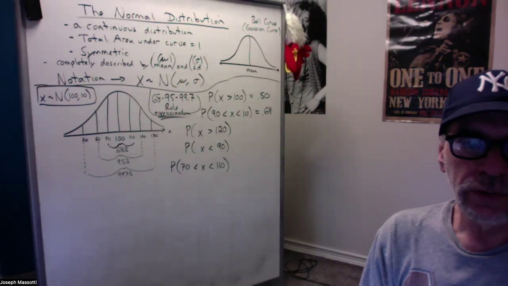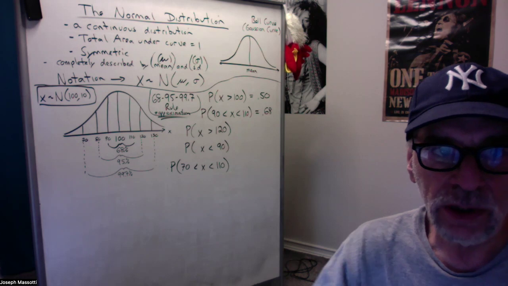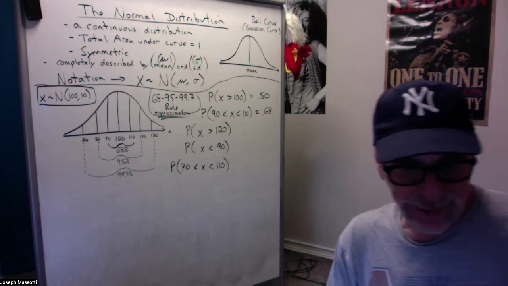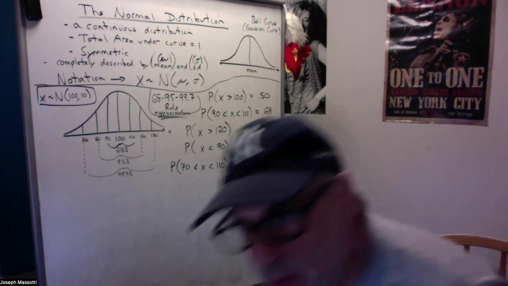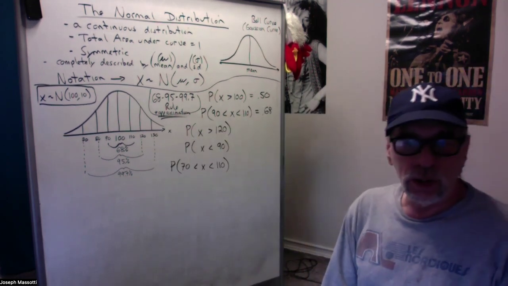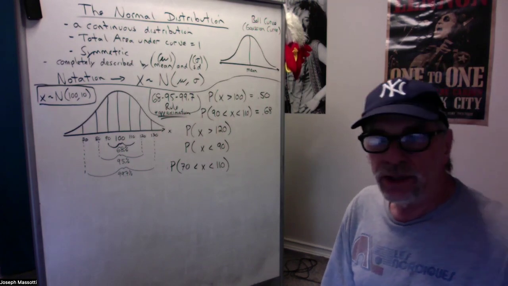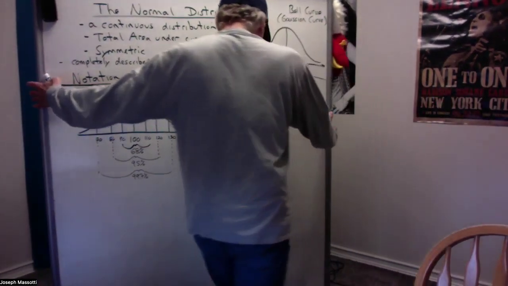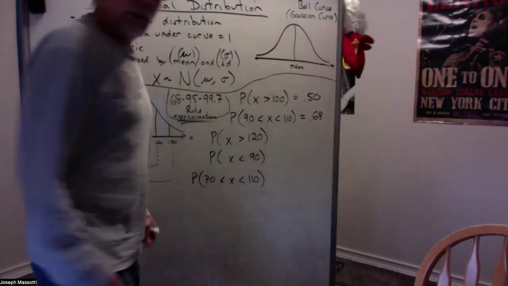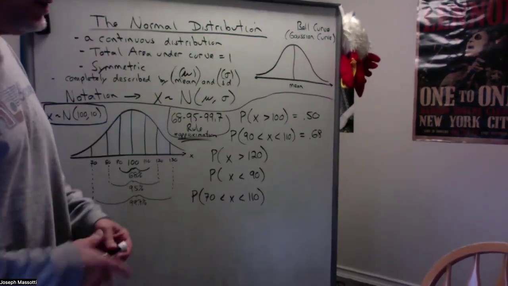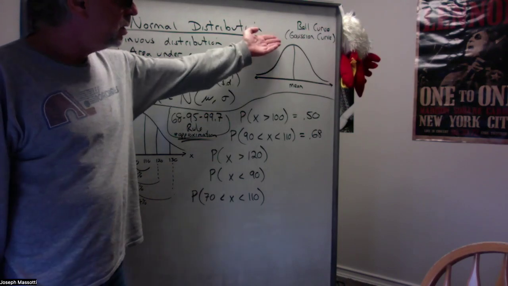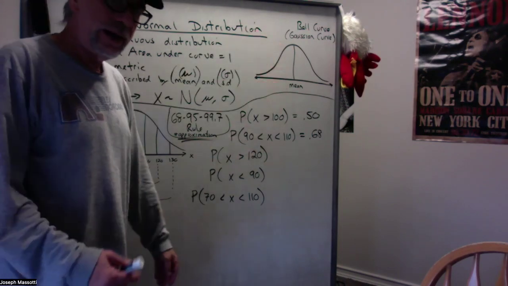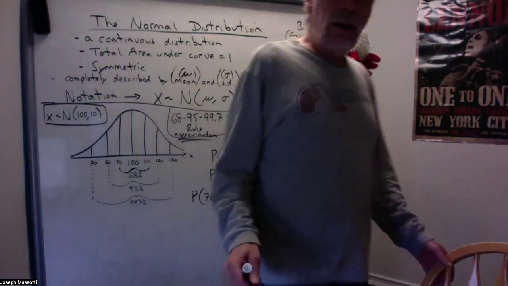Okay, so we're going to do a short video today on the normal distribution, which is a special case of a continuous probability distribution. This normal distribution is basically the bell curve. You're probably familiar with the famous bell curve, sometimes known as the Gaussian curve. This is a distribution that occurs in nature everywhere.